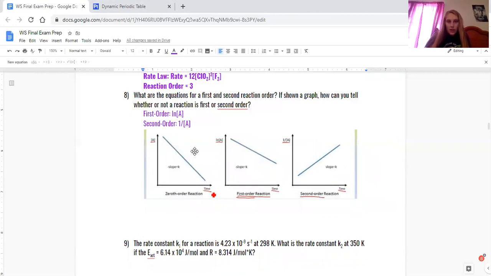Okay, so we have a zero order reaction, first order reaction, and a second order reaction. And so that's how you know if they are a first order or a second order reaction, is if you have that linear graph whenever you put this equation versus time. So first order, you put the natural log of A, the concentration of A, versus time. That's what you come up with. All right.